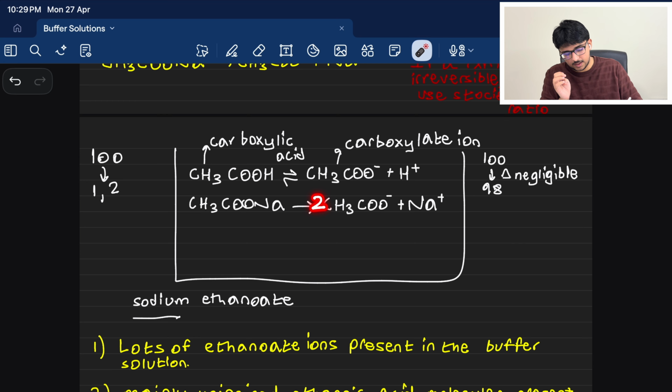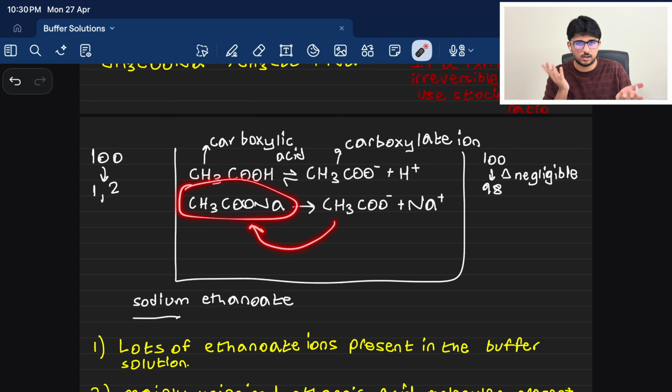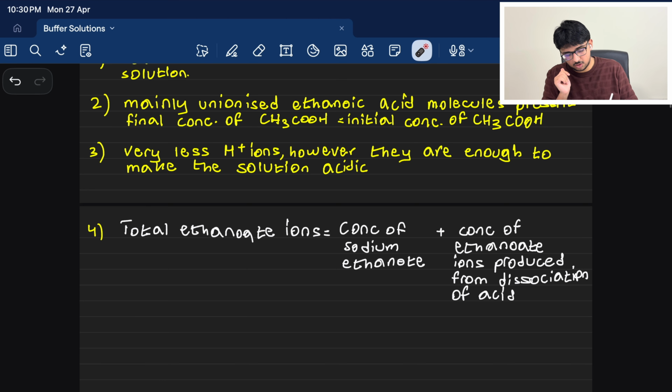If, let's say, this was 2, then whatever the number of moles here were of sodium ethanoate, let's say X, in this case the moles of ethanoate ions would be 2X. If this was 1 and 3, and this was X moles, this would be 3X moles. So it's just the ratio. If the ratio of the coefficients is 1 to 1, and this is X, this is also X. So if I have to calculate ethanoate ions, can't I just calculate sodium ethanoate? It's basically the same answer, right? So concentration of sodium ethanoate plus concentration of ethanoate ions which are produced because of the acid dissociating.